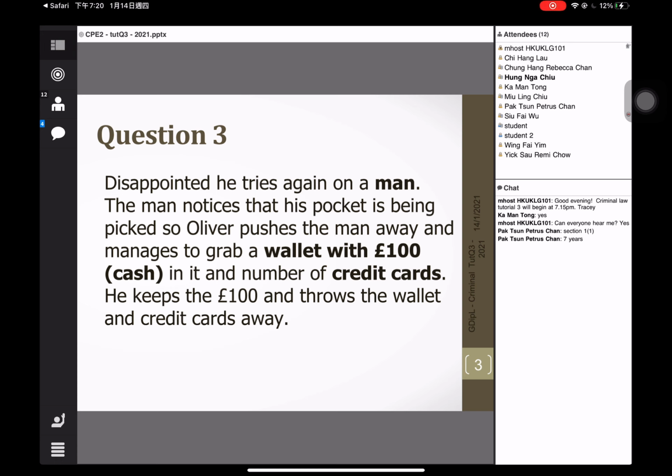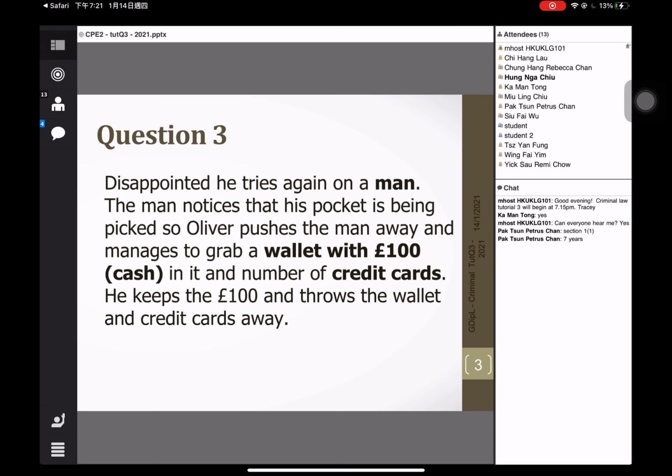Okay, so the second victim in the first paragraph is the man, and here this is a bit more promising because there's something to steal. There's the wallet containing the £100 cash, etc. So we need to go through the elements. Has there been appropriation, property belonging to another? Cash, for example, can that constitute property within the meaning of the Theft Act 1968? Well, yes. If we looked at the wording of Section 4, we would see that there is specific reference to money, meaning notes and coins, in the Theft Act 1968.